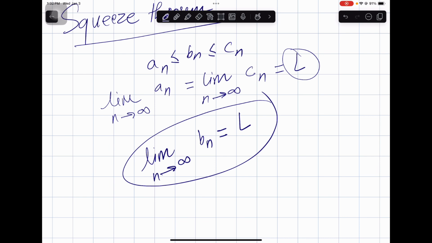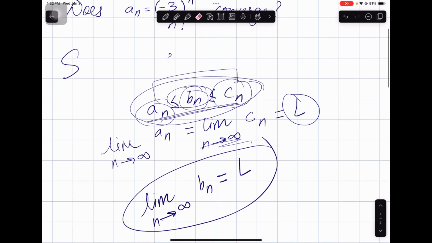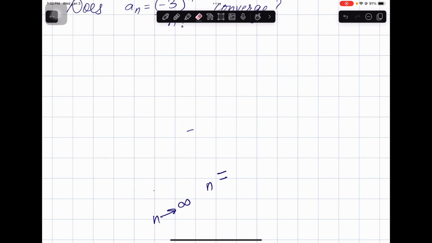For it to be applicable, a_n should be less than or equal to b_n, and similarly b_n should be less than or equal to c_n. And if the two outward sequences in this inequality have the same limit as n tends to infinity, then the limit of b_n will also be the same number. So it means that it will also be converging to the same number. So this is what the squeeze theorem tells us. Let me erase this, we don't need this for solving the question.